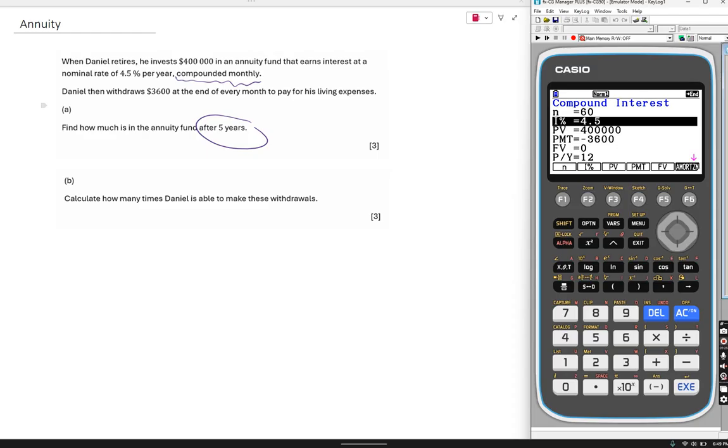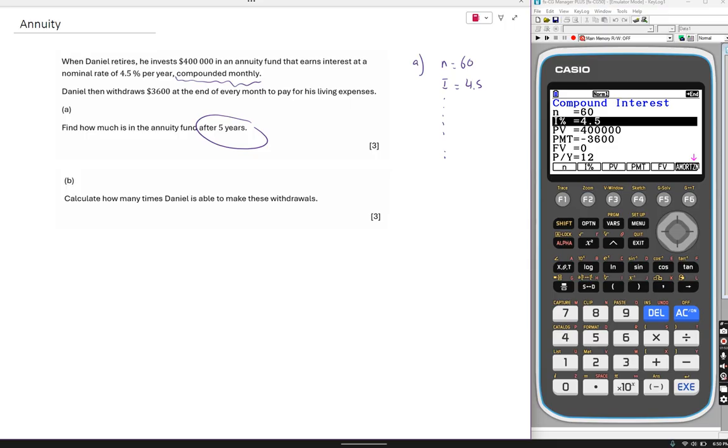Next. And by the way, you need to write all of these things down in order to get full marks. So I would need to literally write, if I'm answering it up here, let's say, N equals 60. And then the interest rate equals 4.5 and all of these things. You need to write down all of the inputs that you're putting into the calculator.